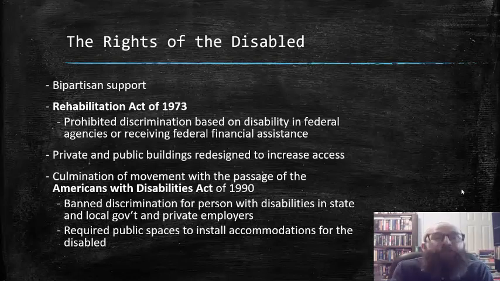The culmination of this movement was the passage of the Americans with Disabilities Act of 1990, and this banned discrimination against persons with disabilities in state and local government and in private employers. It required public spaces to install accommodations for the disabled across the board.